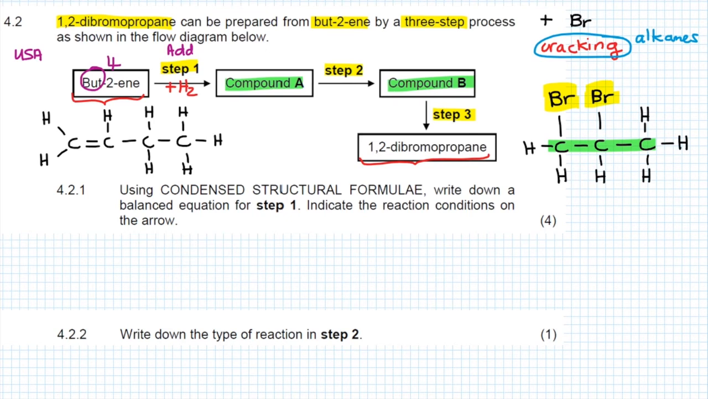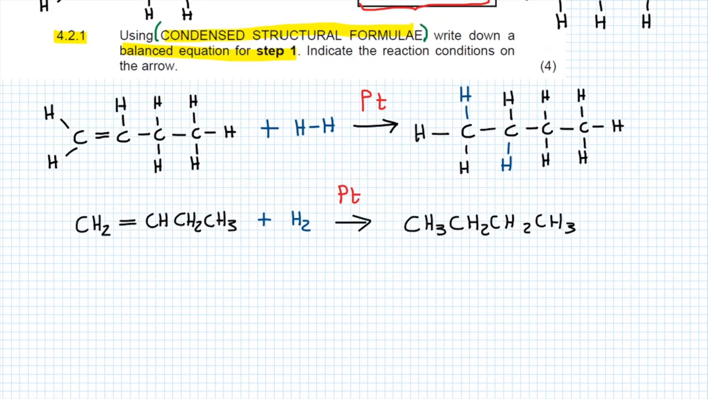Now, if we take a look at question 4.2.1, it says, using condensed structural formulae, write down the balanced equation for step 1. Indicate the reaction conditions on the arrow. So we might as well try to write out step number 1 using what they say we should at question 4.2.1. Normally, I find that learners struggle to write out condensed structural formulae. So let's start off by using structural formulae. We'll then cross that out and draw condensed structural formulae. So right at the top, we have the structural formulae.